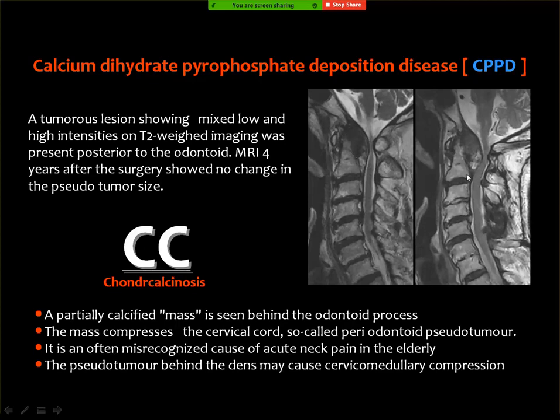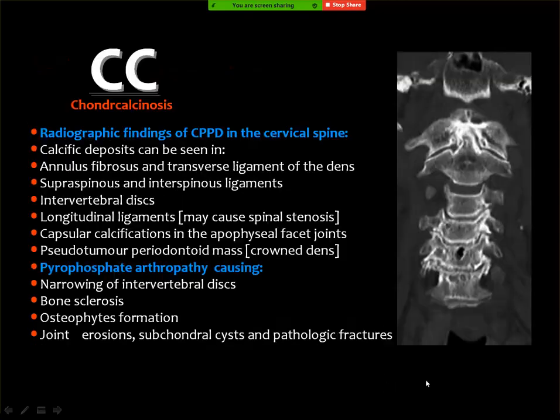odontoid. If you look carefully, you can see that the odontoid shows normal signal, but you see a big mass related to the back of the odontoid, which is black on the T1 and T2 weighted images. And here are the radiographic and the CT appearance of this disease. You get calcific deposits in the annulus fibrosus, in the transverse ligament of the dens, and the supraspinous and interspinous ligaments, in the intervertebral disc, in the longitudinal ligaments, and in the capsular calcification of the apophyseal joints.